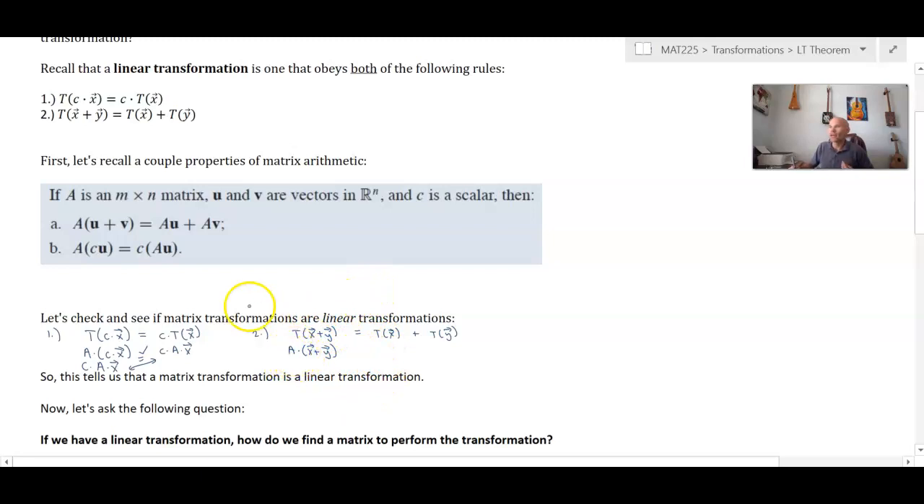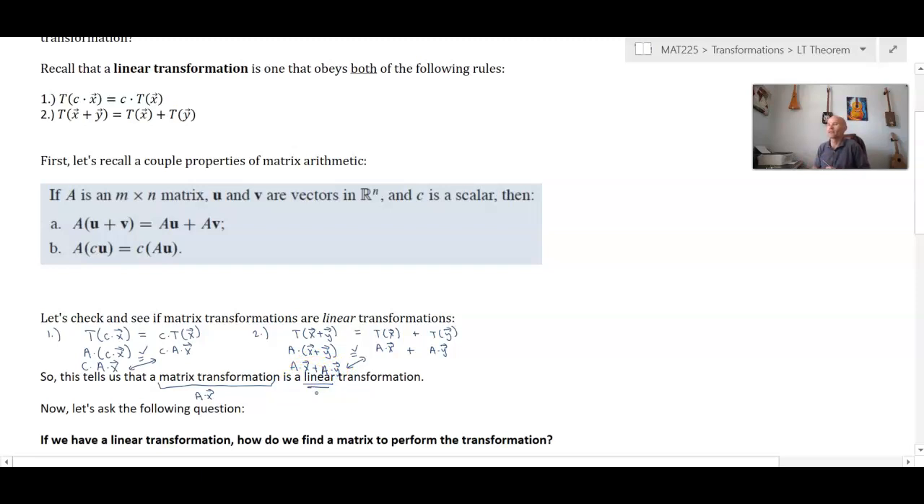Now that this is multiplication, we can use property A to see that this distributes into A times X plus A times Y. Now we haven't shown that it's linear quite yet because we need to show that the right-hand side gives us the same result. Well, T of X is going to be A times X, T of Y is going to be A times Y, and finally we add them together, and once again we can see that these are in fact equal, and therefore a matrix transformation of the form A times X obeys the two properties of a linear transformation.